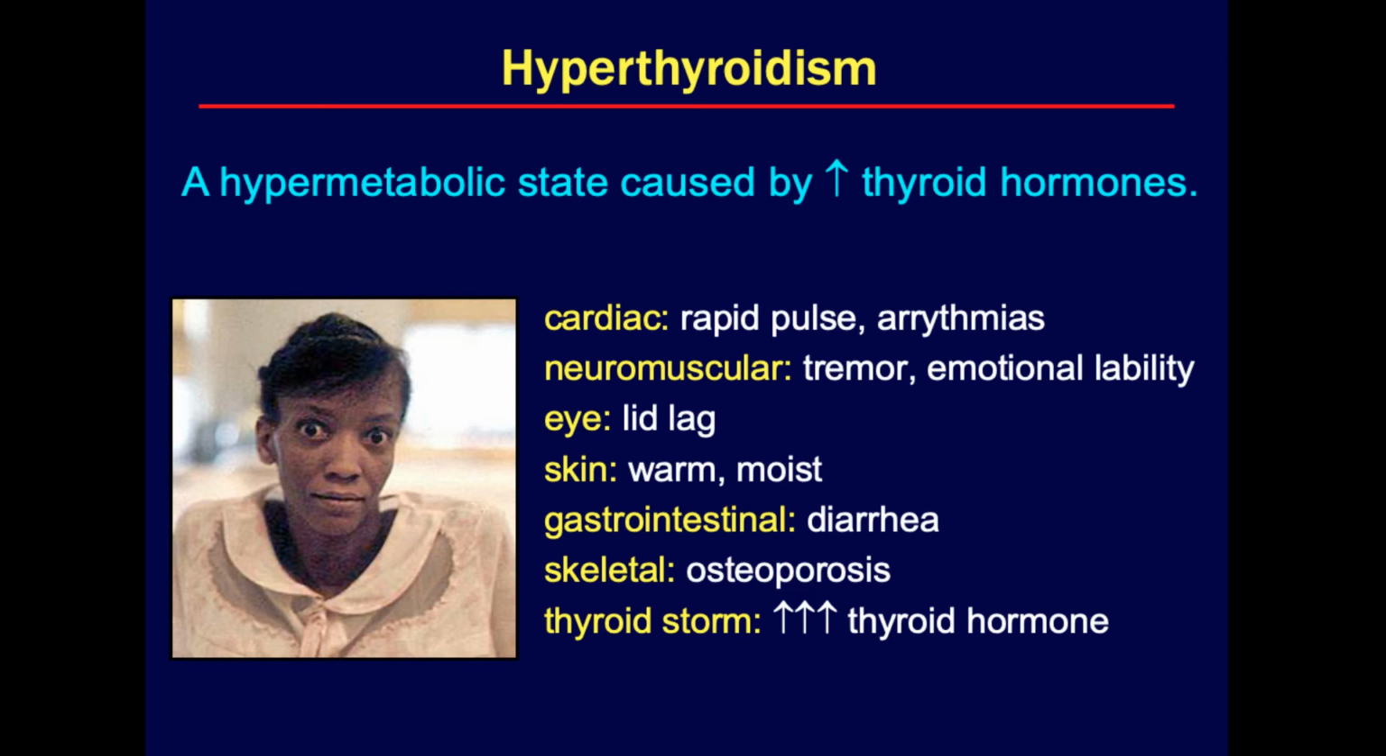They also have very warm, sweaty skin, diarrhea, osteoporosis, and then there is the possibility that thyroid hormone levels can go up so high that you have what's referred to as a thyroid storm. And this is very dangerous to the person. This is lid lag, where the eyelids are not able to move appropriately.